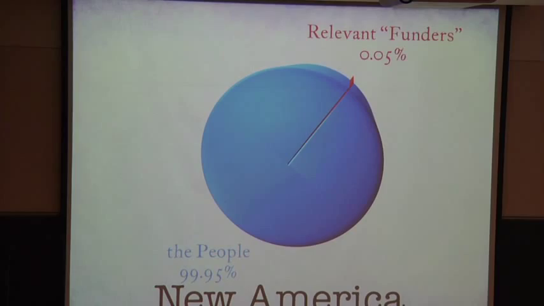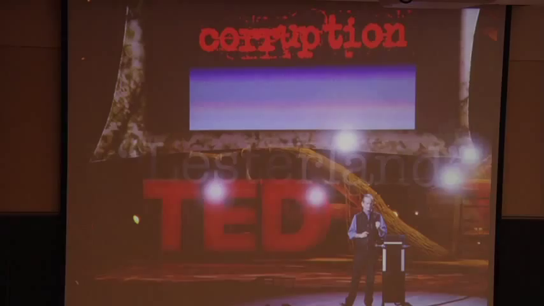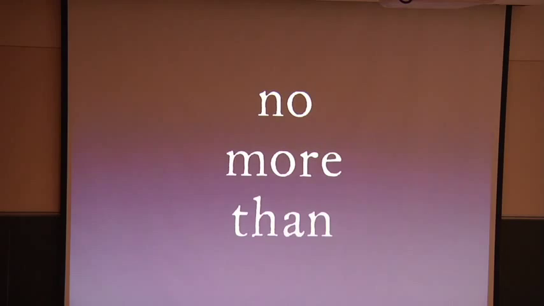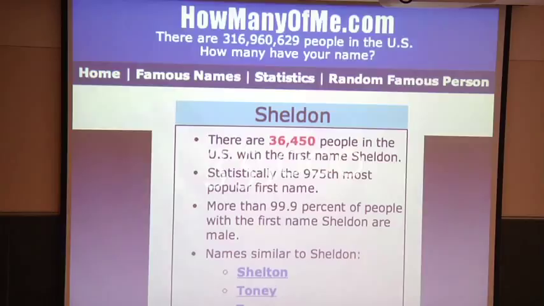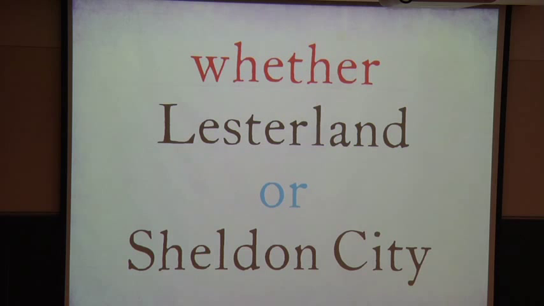And from the estimates that I've given you, I said that I think the number is about 150,000, which I said is the same number of people named Lester, which is why we live in Lesterland. And since that lecture, the Supreme Court has decided this case, which means we will have no more than about 35,000 people who are the relevant funders, which is about the same number of people who are named Sheldon. So whether we live in Lesterland or Sheldon City, the consequence of this dynamic for democracy is that we have a two-stage election that excludes the vast majority of people from the first stage.